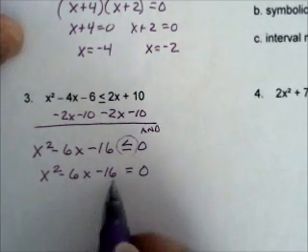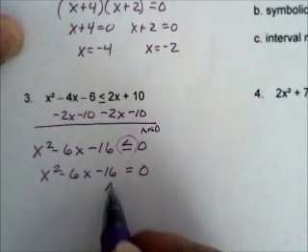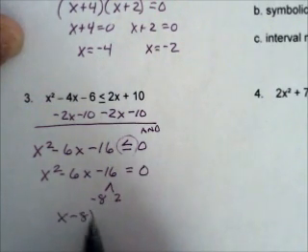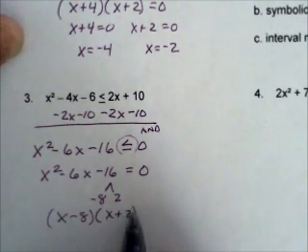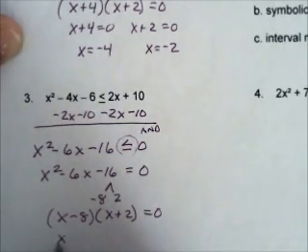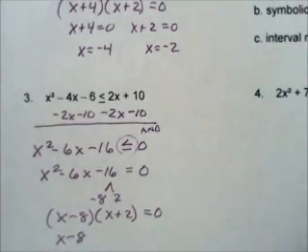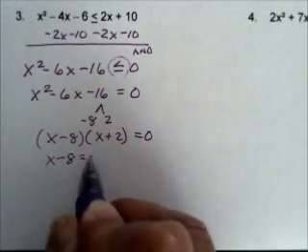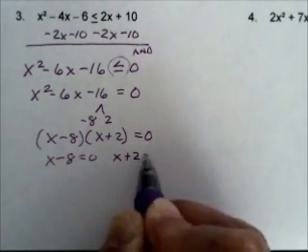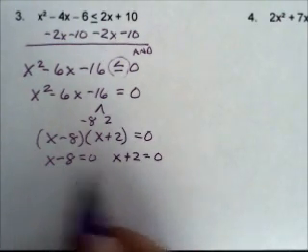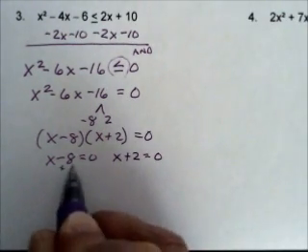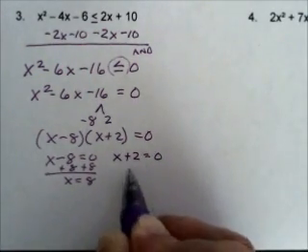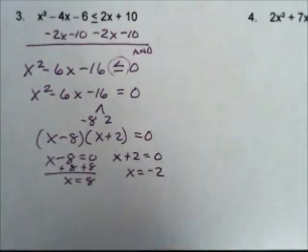The factors of -16 that add to -6 are -8 and 2. So (x - 8)(x + 2) = 0. Set each factor equal to 0. Again, you can skip this and go right to the two values. Add 8 to both sides here: x = 8. And subtract 2: x = -2.